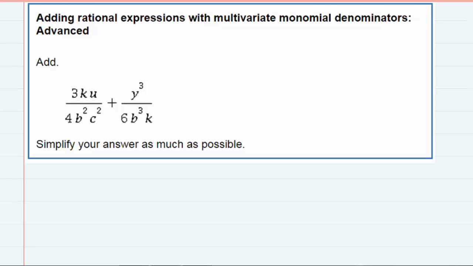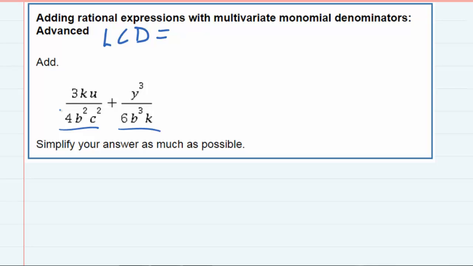We're adding rational expressions here again. However, these have more going on in their denominators, and they still do not have a common denominator. So that's going to be our first task. We're going to have to find the lowest common denominator between these two expressions.